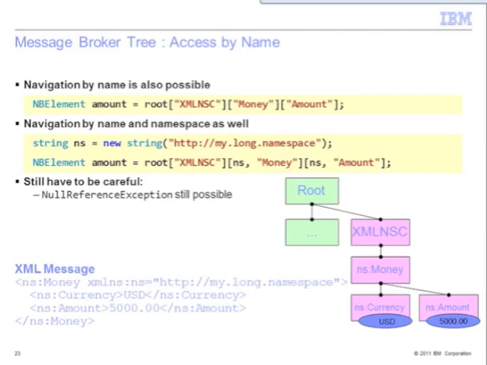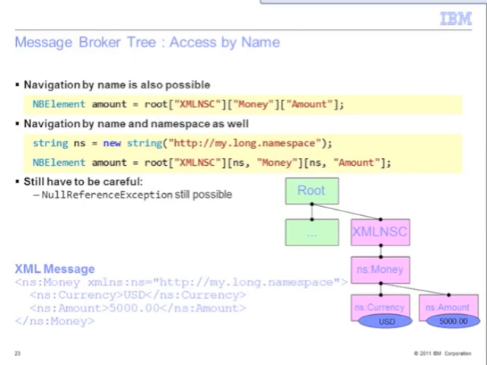You still have to be careful about null reference exceptions, of course. If there was no money element, then navigating to the amount without checking may give you a null reference exception, so you do need to be careful that the tree matches your input data or your expected syntax. But again, it's a nice way of navigating around the tree, almost self-documenting what the navigation is expecting to be.